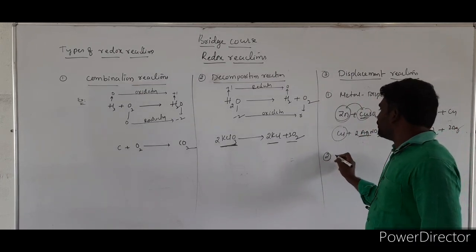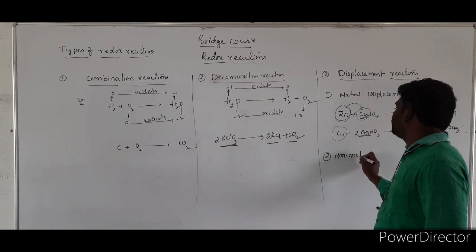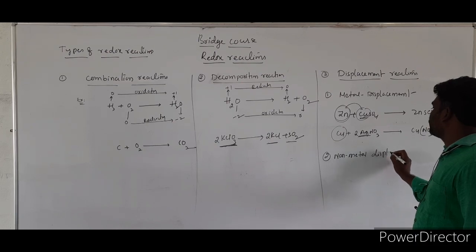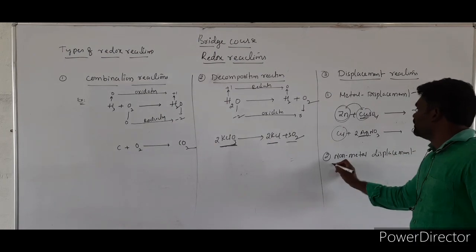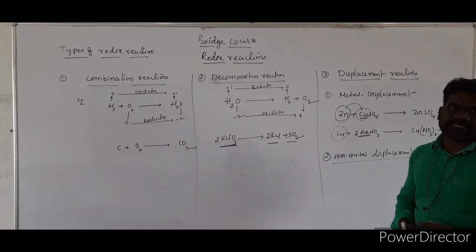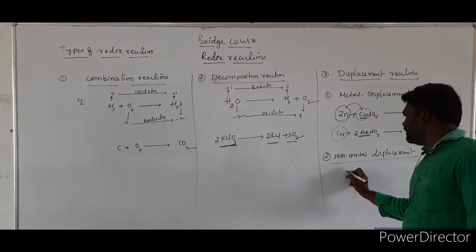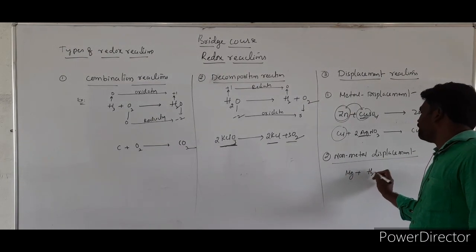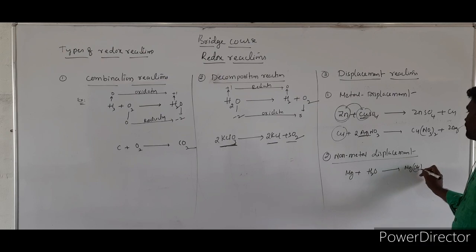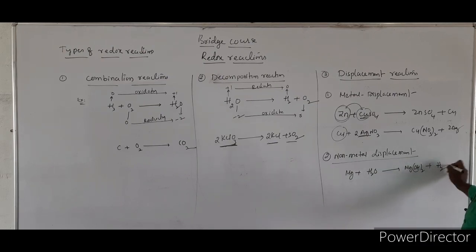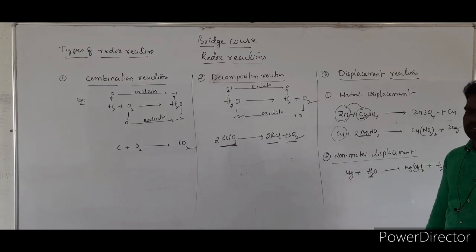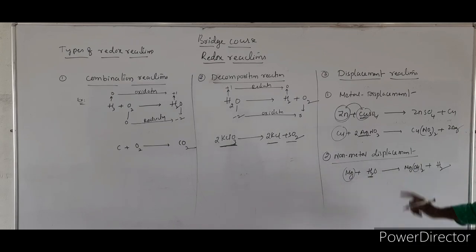And the second one is non-metal displacement. These are the displacement reactions in which a metal displaces the non-metal from its compound. Suppose I am taking magnesium, Mg plus H2O, gives rise to Mg(OH)2 plus H2. If you look at this equation, magnesium is a metal, hydrogen is a non-metal. Magnesium displaces hydrogen and occupies its place.